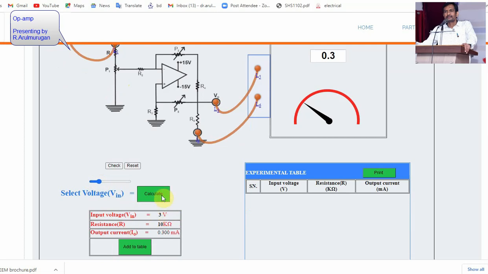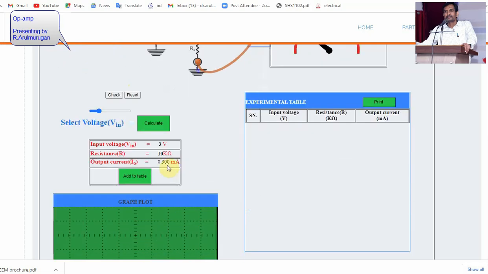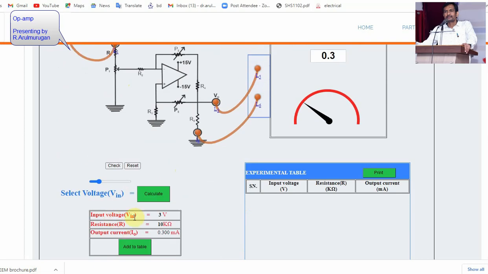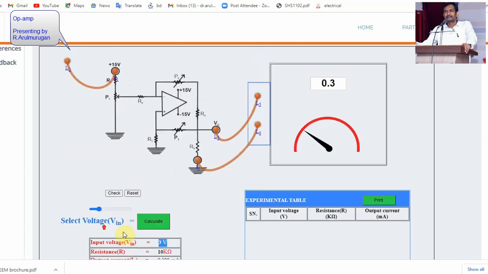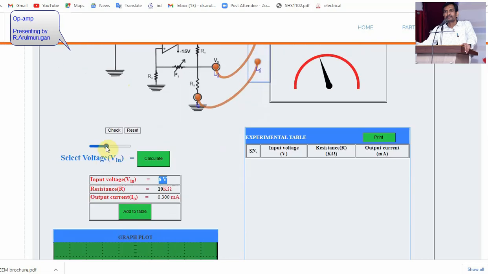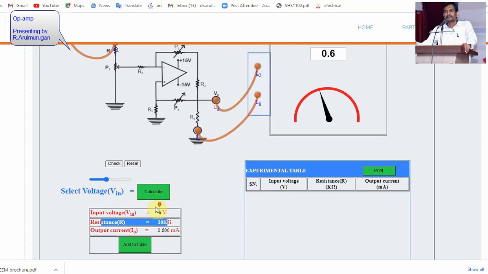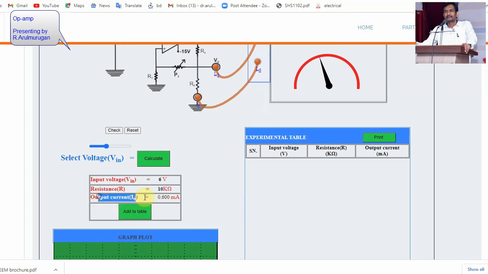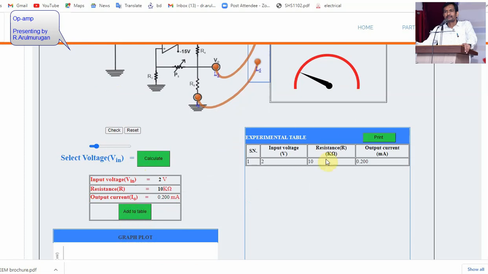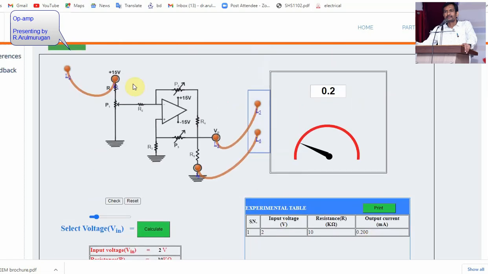So calculate. If I am going to calculate, the input voltage is 3 volts and the resistance is 10. See that one, the 10 ohm resistance is constant, and I am going to calculate the output current. First I will give 2 volts, calculate, add to the table. So my resistance is constant.